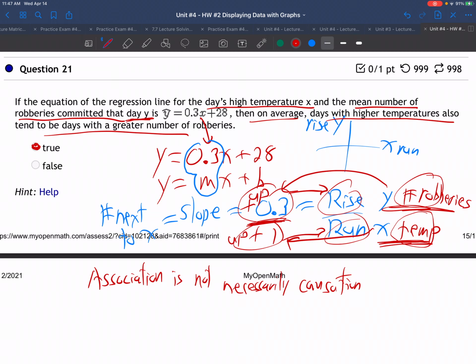It's the fact that on hotter days, more people are outside and more theft happens during that time. So it's a connection, it's not a causation. It's an association, it's not a causation. But that slope, being a positive slope, does tell us that one thing goes up when the other goes up. That's a positive relationship. Robberies go up when temperature goes up. True. That is what it's saying.